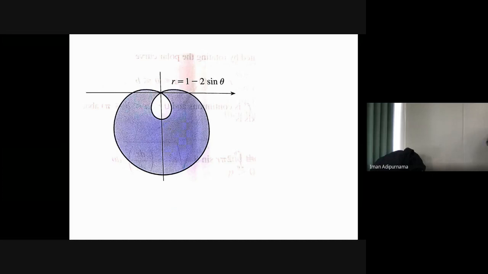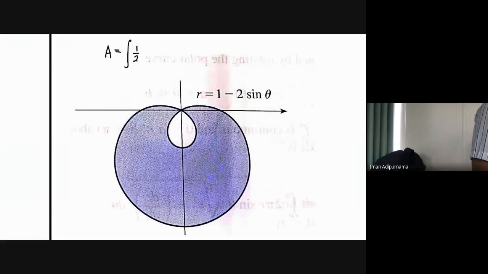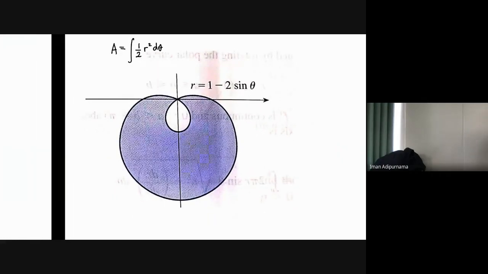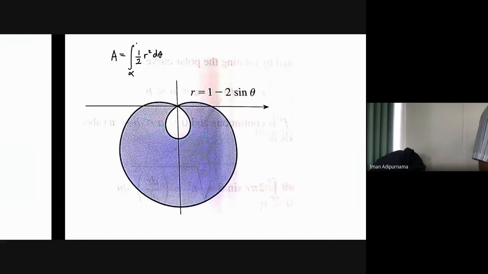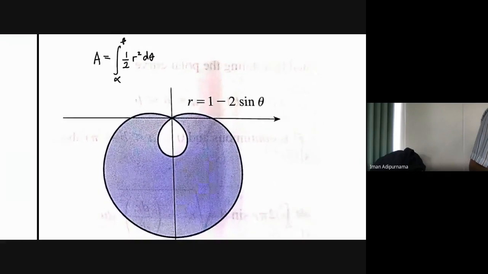Maybe I will write the general formula at the top. The general formula for the area is an integration, and you can say the limits are alpha and beta.